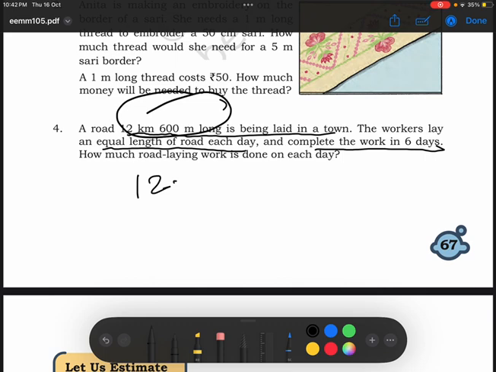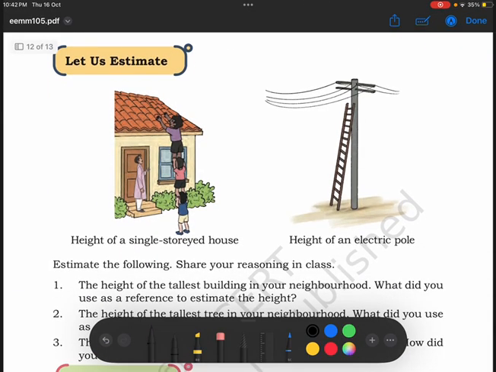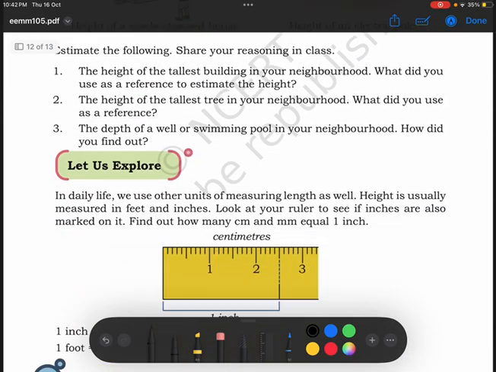But the thing we have to do first is that the road length is given in kilometers and meters. So do one thing, change the length into meters. 12 kilometers means 12,000 meters, and 600 extra, so it will be 12,600 meters they are making in one day. So for 6 days, multiply by 6, and you will get the answer. So this was from this chapter.